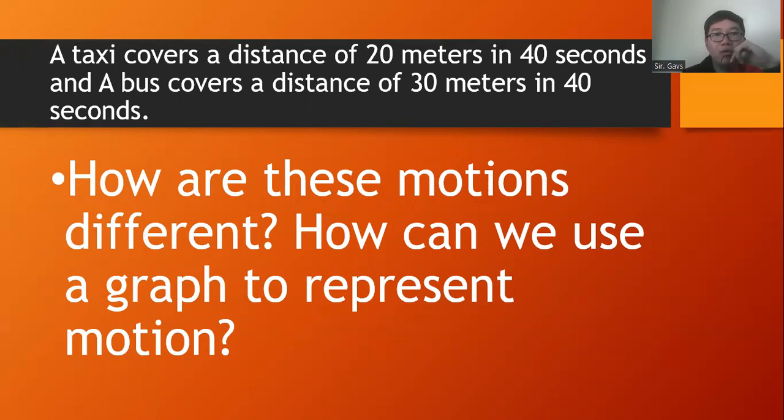So let's compute for the velocity of each. So 20 meters divided by 40 seconds and another 30 meters divided by 40 seconds. If you are not going to compute this, obviously the bus is faster than the taxi because it already covers 30 meters in 40 seconds, while the taxi only covers 20 meters in 40 seconds.